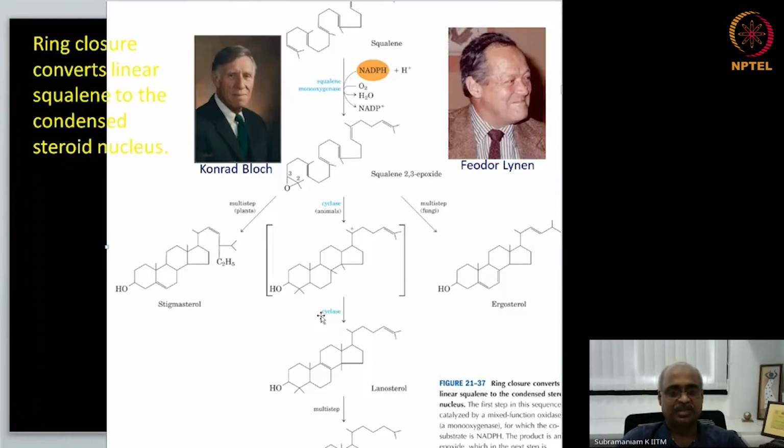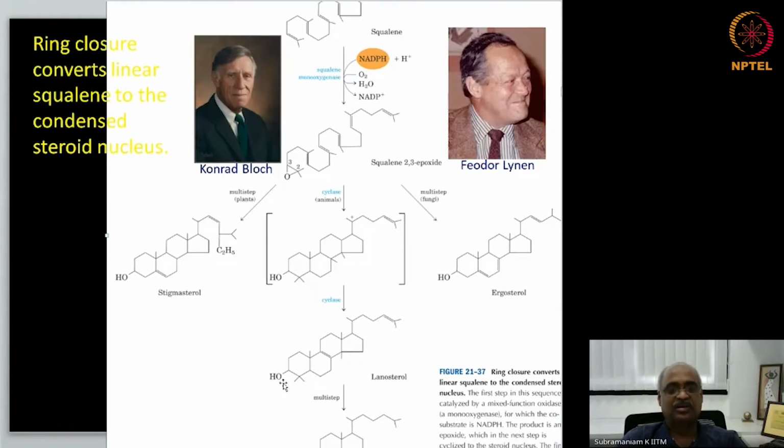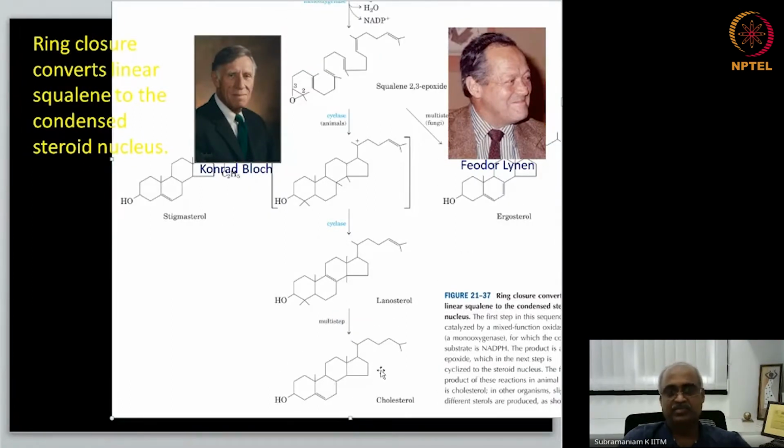carbocation is stabilized, and then finally you have lanosterol, the stable sterol version. So you have the characteristic steroid nucleus. So these 4 carbon rings are called the steroid nucleus. And because of the presence of this alcohol group in all the sterols that exist in the biological system, they are called sterols: cholesterol, lanosterol, stigmasterol in plants and ergosterol in fungi, and cholesterol in animals.